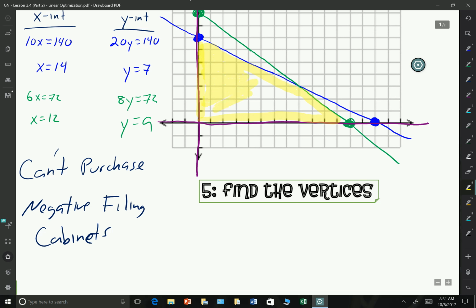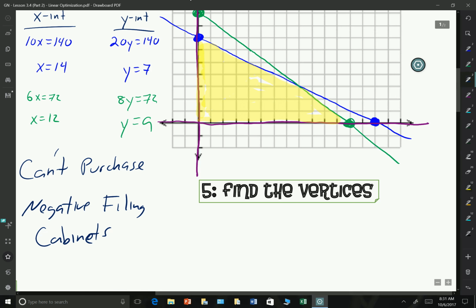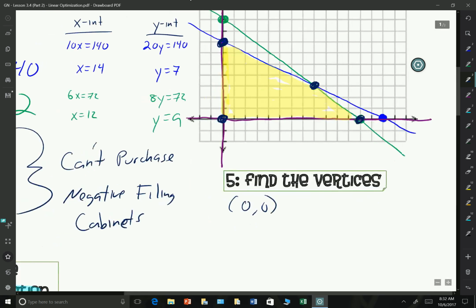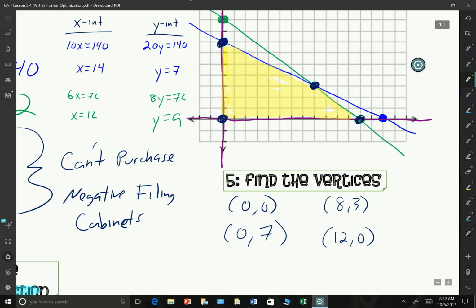As soon as we got the system of inequalities, we were able to graph just like we did in the previous problem. Then I got my vertices here, here, here, and here. 4 vertices. 0, 0. And then what's the other one? 0, what? The top one? 0, 7. 1, 2, 3, 4, 5, 6, 7, 8, 3. 12, 0. There's your vertices. And that's no different than what we did with just linear programming, not the story problems, just inequalities.